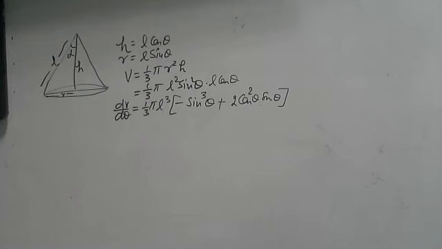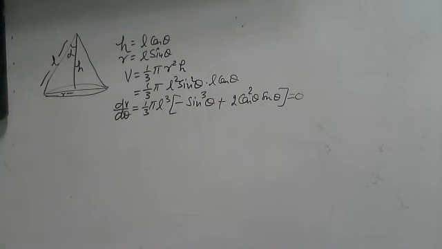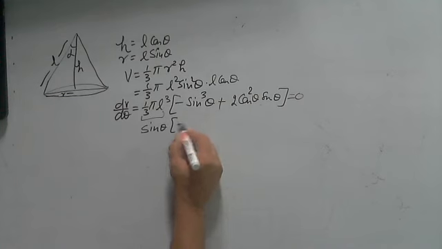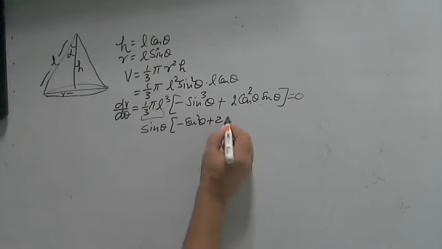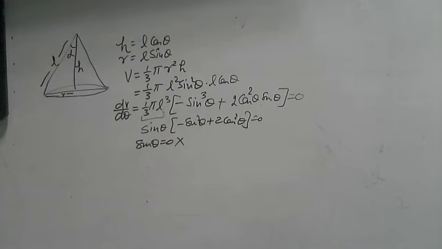Now we all know for maximum or minimum value of a function, the derivative must be 0. So this must be 0. When this is 0, the constant part is not a concern. Taking sin theta common, we get sin theta times minus sin square theta plus 2 cos square theta is equal to 0. It gives either sin theta is equal to 0, which is not possible, since as sin theta becomes 0, radius will become 0, and if the radius becomes 0, the concept of our figure ends.